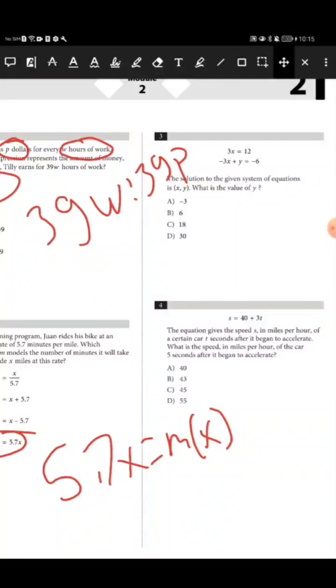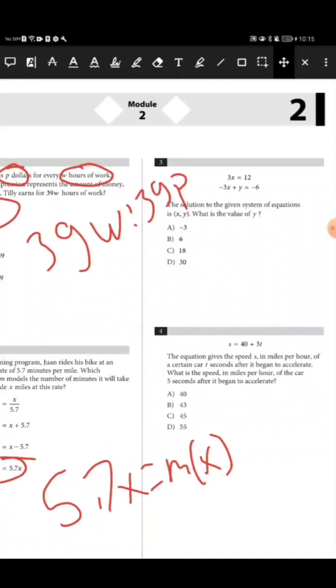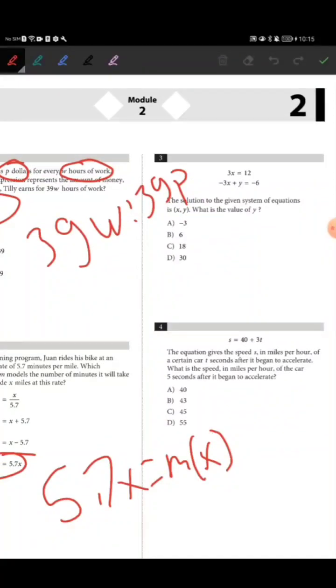Now, question number 3. 3x equals 12 and negative 3x plus y equals negative 6. These are two equations, and the solution to the given system of equations is x and y. What is the value of y? So we need to get the value of y in this equation. So it says here 3x equals 12, then x equals 4.